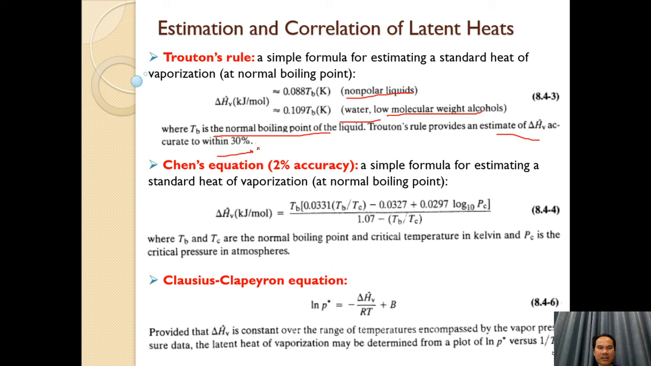And another equation is the Kistiakowsky or Chen equation. This is 2% accuracy, better than the Trouton rule. The formula is delta Sv, we can calculate from TB multiplied by 0.0331 TB divided by TC minus 0.0327 plus 0.0297 log PC, divided by 1.07 minus TB divided by TC. TC is the critical temperature. TB is the boiling point.